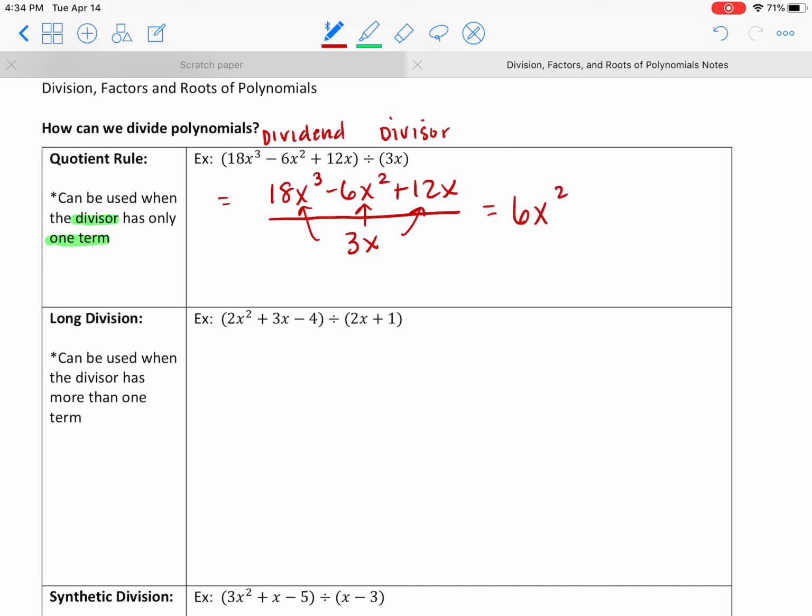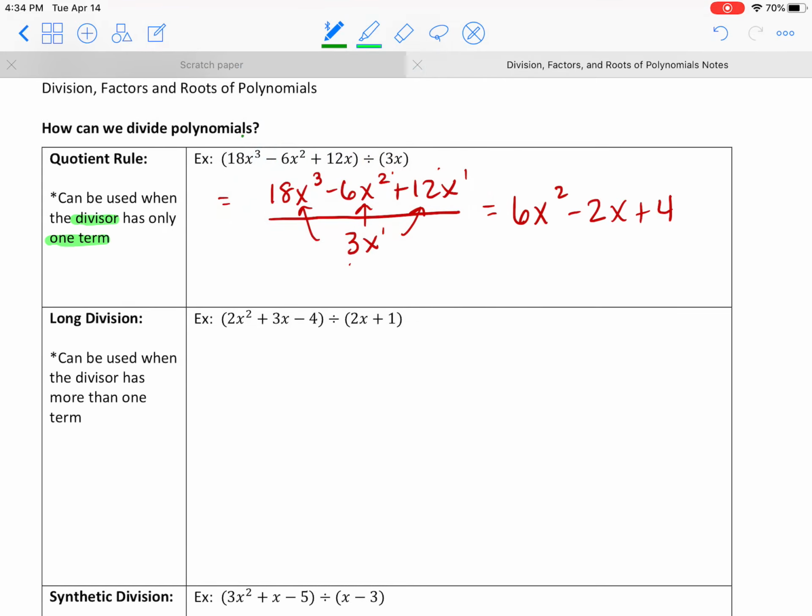So we end up with, this is the same as dividing each of these separately. 18x cubed divided by 3x is going to be a 6 with an x squared. Negative 6 divided by 3 is going to be negative 2. And then the square here minus the 1 here leaves us x to the first. And then 12 divided by 3 is 4. And then 1 minus 1 will leave us no x's.